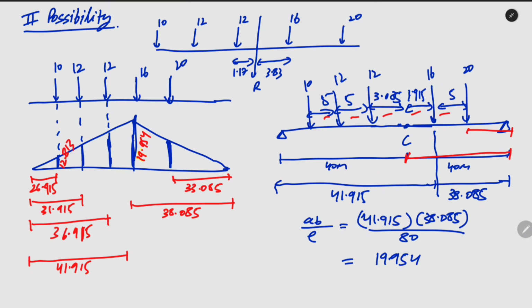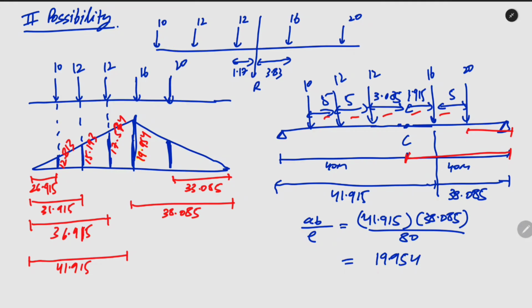Similarly, next, 19.954 divided by 41.915 and multiplied by 31.915 for the 12 kilonewton load, and it will be 15.193. Next, 19.954 divided by 41.915 multiplied by 36.915. So it will be 17.574.